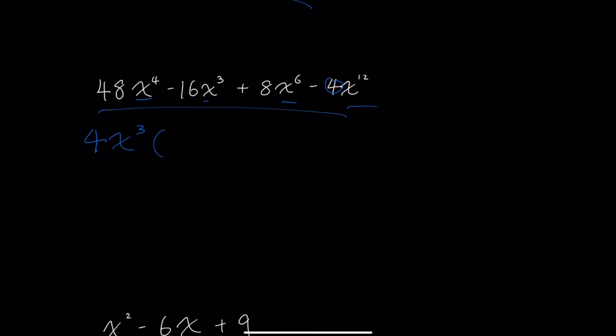So 48 divided by 4, that's 12. X to the power 4 divided by x to the power 3 is x. Minus 16 divided by 4 is 4. X to the power 3 divided by x to the power 3 is nothing. Plus 8 divided by 4 is 2. X to the power 6 divided by x to the power 3 is x to the power 3. And minus 4 divided by 4 is 1. X to the power 12 divided by x to the power 3 is x to the power of 9.